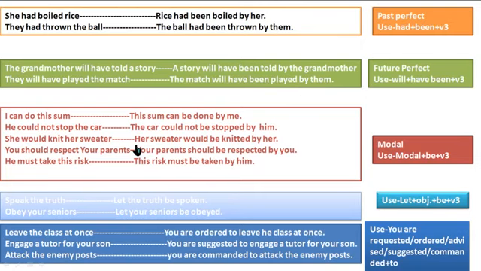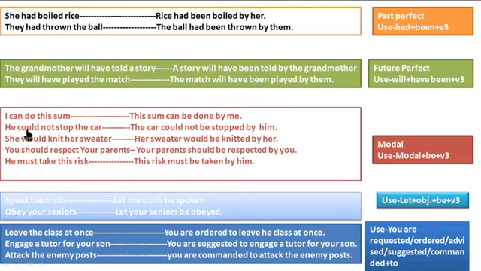With modals we use be. With each modal we use be. The sentence is I can do this sum. This sum is the object, the modal is can, then we use be. The third form of do is done, by me.